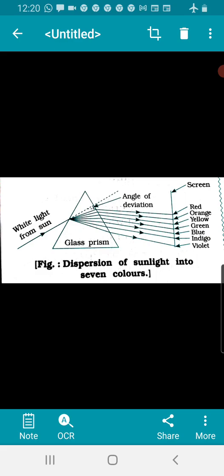So here in this picture, the sunlight is dispersed by the glass prism. Means here a glass piece is used to separate the light. So the sunlight has 7 colors. We can shortly say VIBGYOR. So the colors, when you are writing, you should write in order.